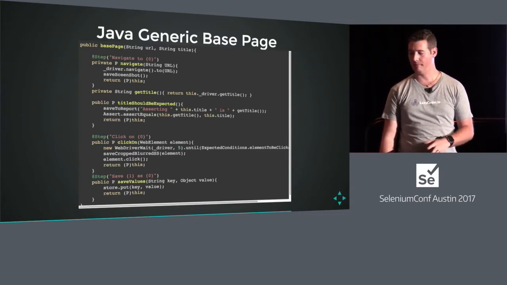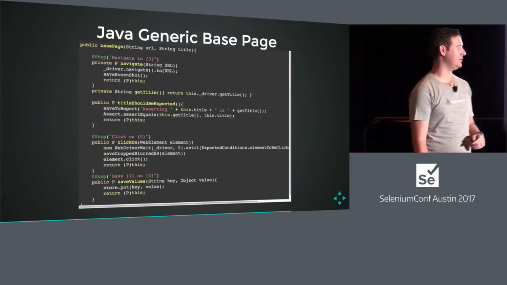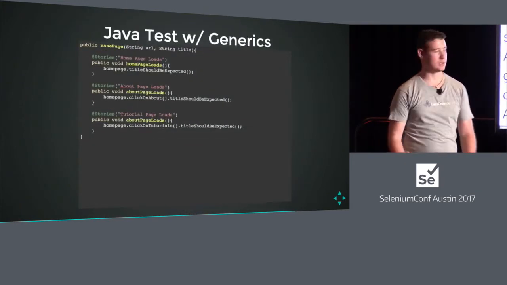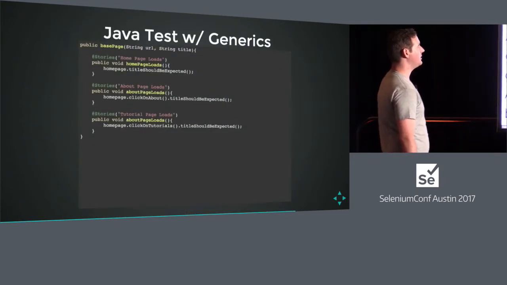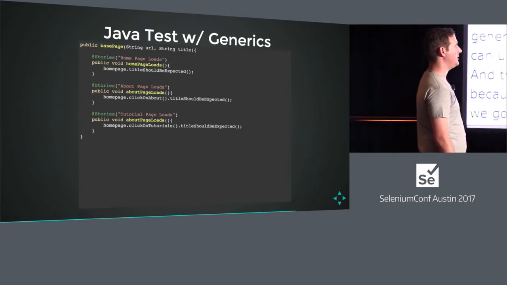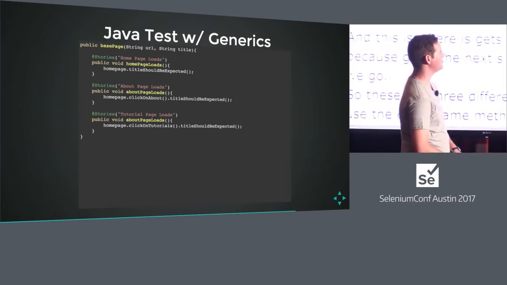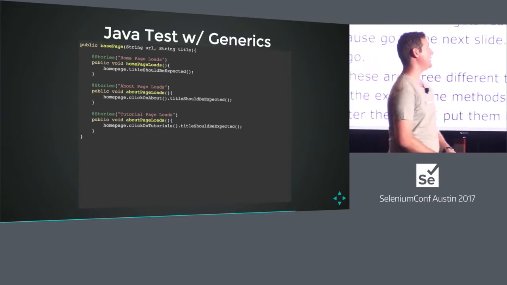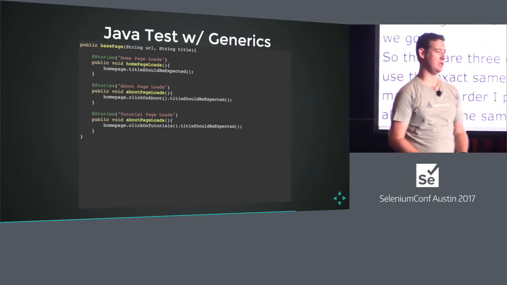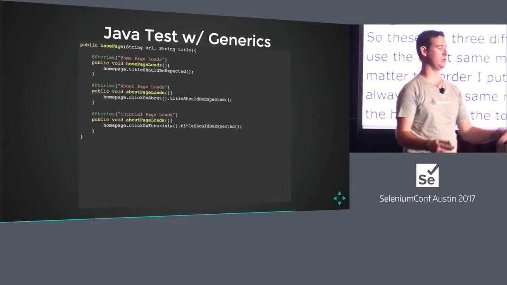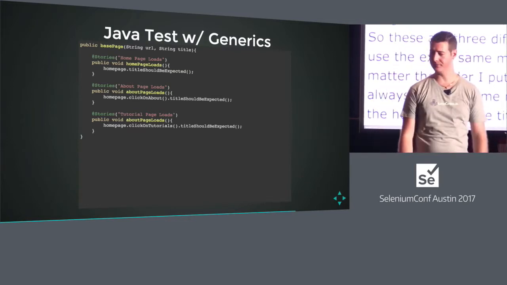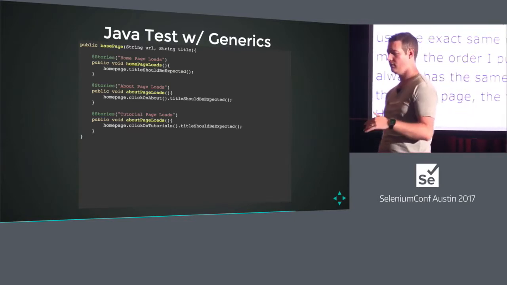And this is where it gets really cool, because go to the next slide. Yeah, there we go. So these are 3 different tests that all use the exact same methods, and it doesn't matter which order I put them in because they always have those same methods. So there we have the home page. Title should be expected, and it actually looks at the home page and has variables to make sure that the title is the right one. Ditto with the about page, ditto with the tutorial page.